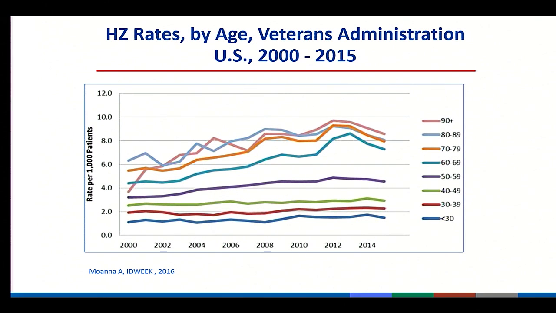Here are data presented at ID Week last October regarding age-specific zoster incidence between 2000 and 2014 amongst the 5 to 6 million veterans who received their health care in the VA system. The authors reported that by 2015, Zostavax uptake was just 6% in persons 60 and older and just 5% in people 50 to 59. The authors noted that zoster rates stabilized in recent years after years of increase and even decreased significantly in persons 60 to 69.